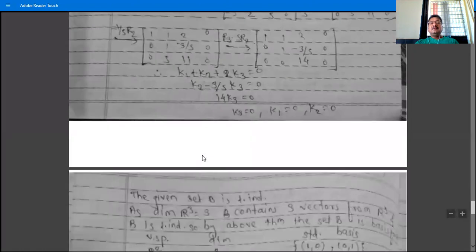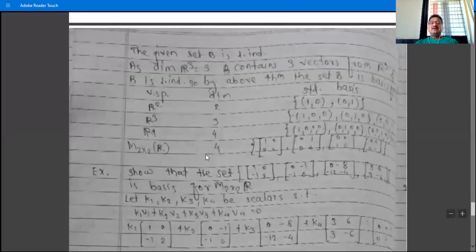So these are some standard bases. For R raised to 2, the dimension is 2, and the standard basis is the set {(1, 0), (0, 1)}, that is, E1 and E2, or E1 bar and E2 bar.